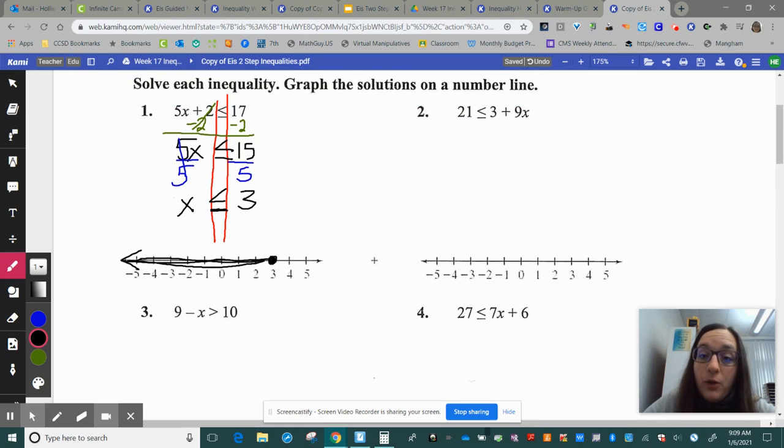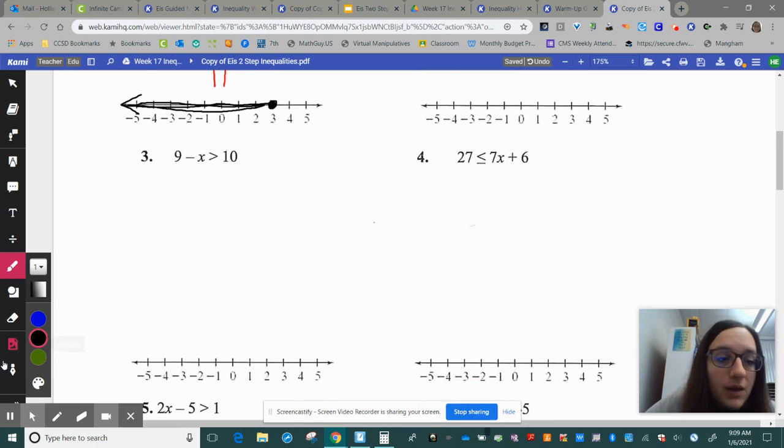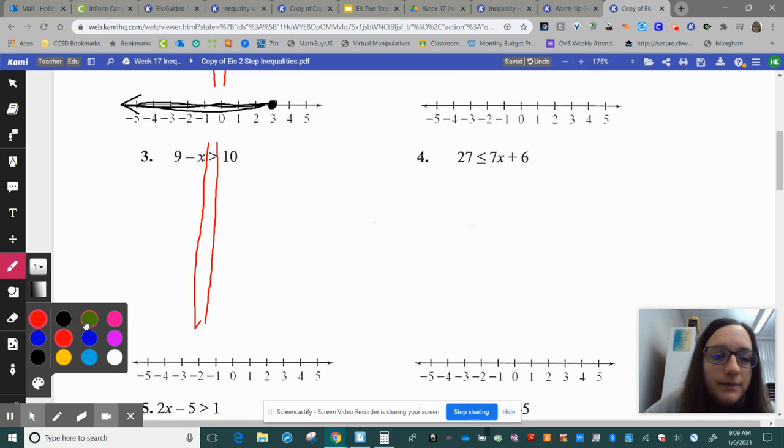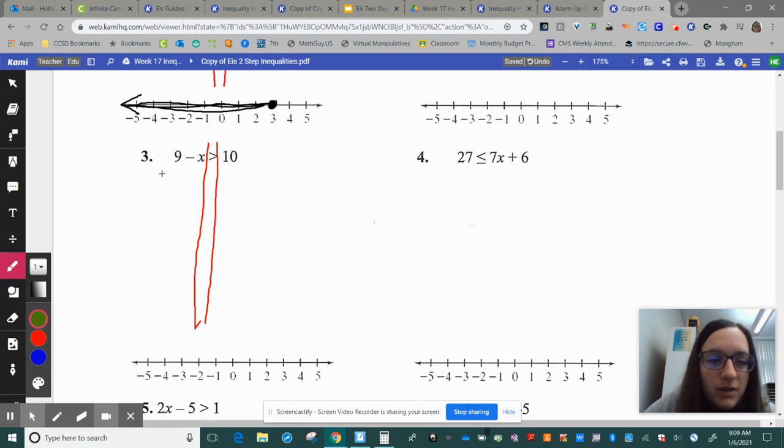I'm going to skip down to number 3 and do that one next. So if we draw our train tracks here, all right, the tough part is which one do we get rid of, the 9 or that negative secret 1 that's sitting out there? Well, we do the inverse operation of this plus 9, which is minus 9. Whatever we do to one side, we do to the other. So that way 9 minus 9 is nothing.